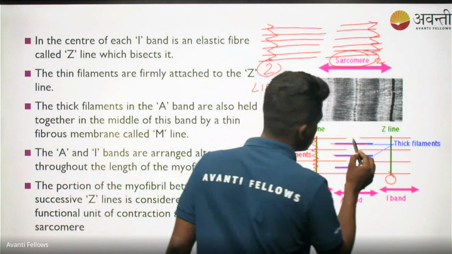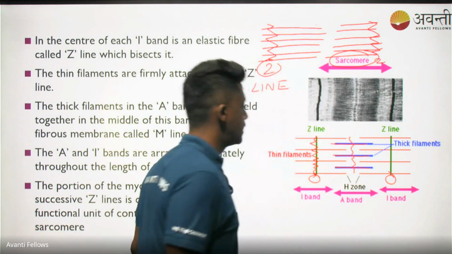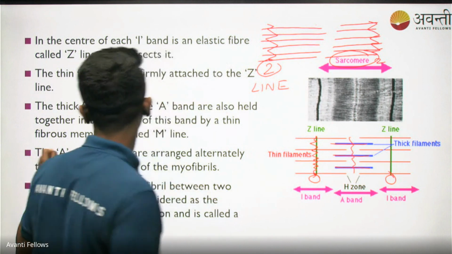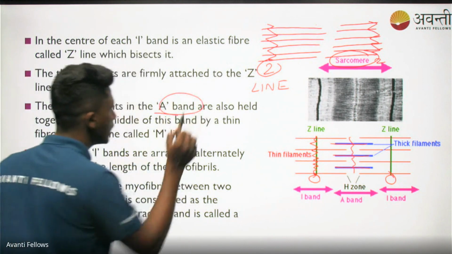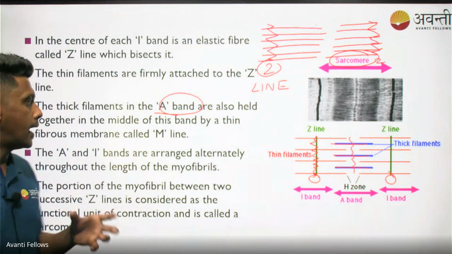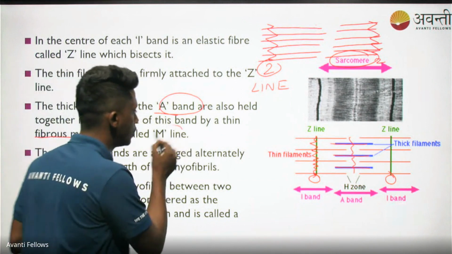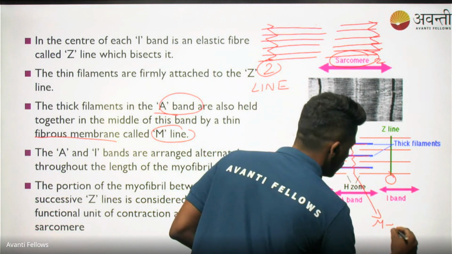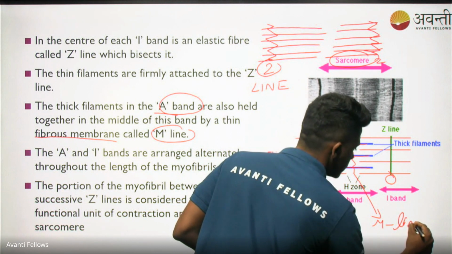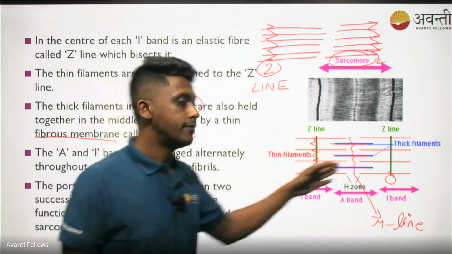So there is a small fibrous line that holds all this, myosin. Which filaments? Anisotropic, that is the A band. The A band filaments are held together by a very thin fibrous membrane, which we call the M line. Usually it is so thin. So this is called the M line. All right, so we have the Z line and we have the M line.